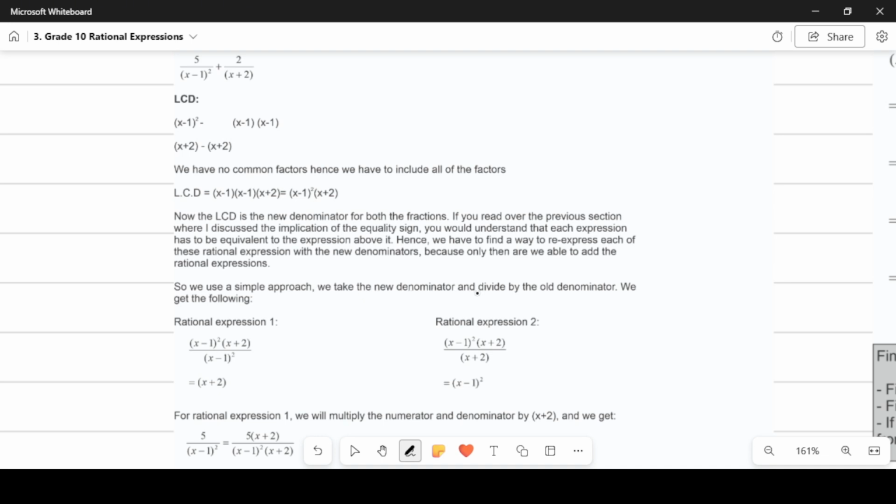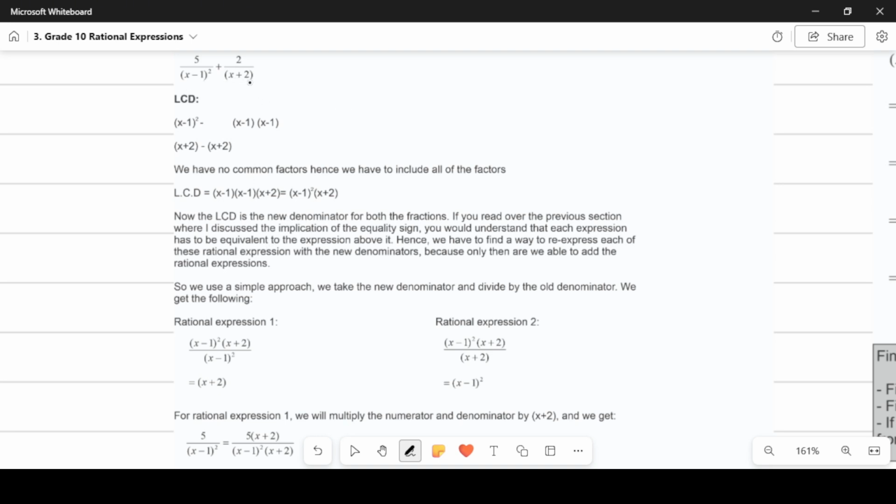We'll take the new denominator and divide it by the old denominator. So new denominator divided by old denominator, we get x plus 2. What do we do with this x plus 2? We multiply the numerator and denominator by x plus 2, which is effectively multiplying by 1. So we do not change the question. We're re-expressing it so that we can get the denominators to be the same.